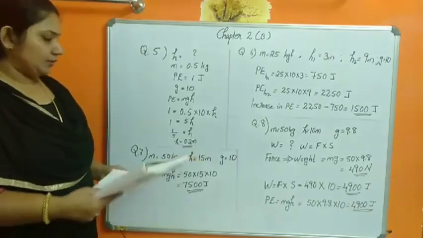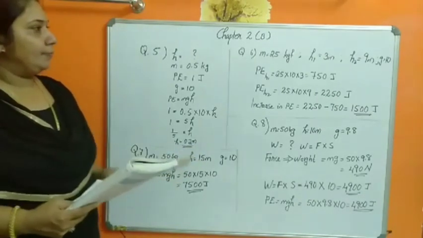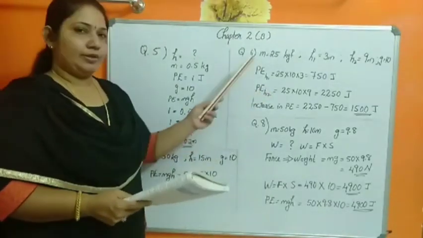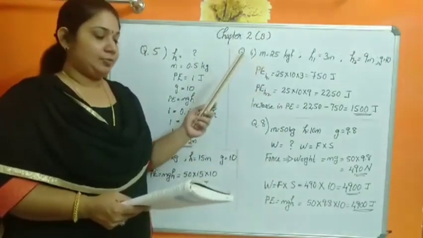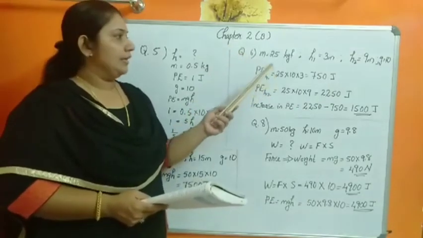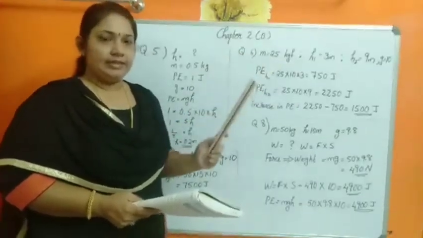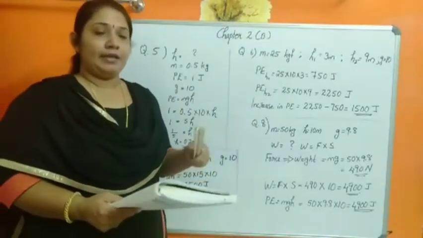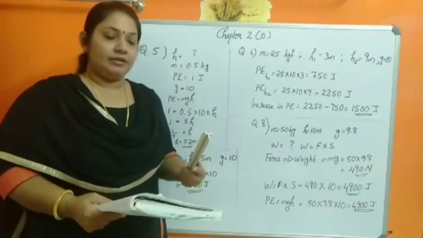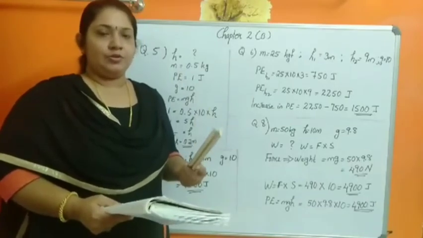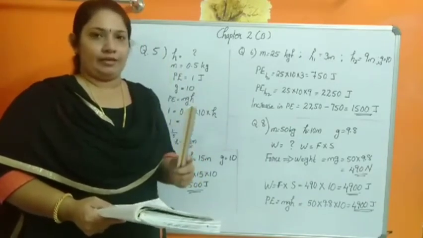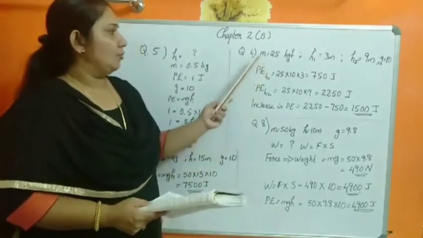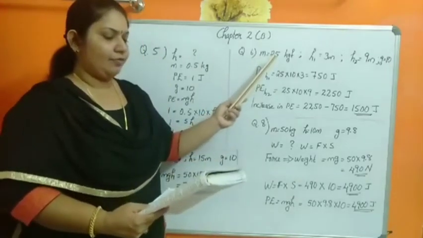Then question number 6. A boy weighs 25 kgf. As I already explained in question 4, kg and kgf are the SI units of mass. But in the question, they may write a boy weighing, so don't misunderstand it with weight. kgf is the SI unit of mass. So mass is 25 kgf.